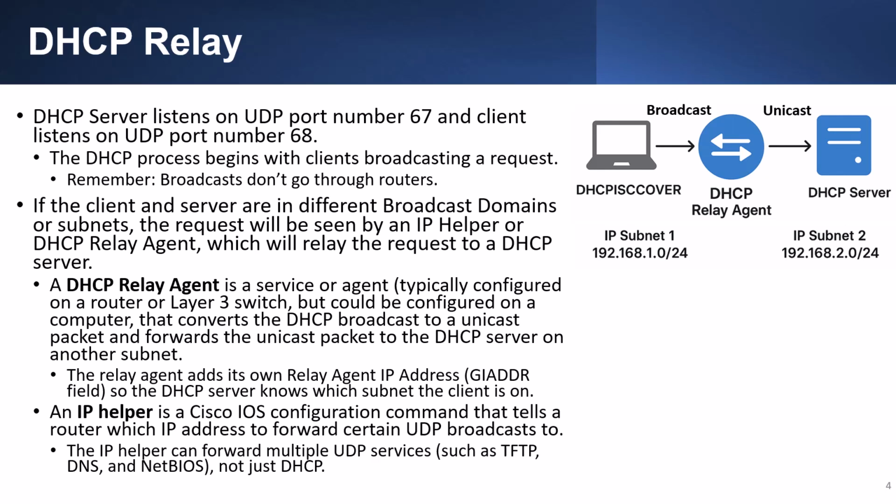The relay agent adds its own relay agent IP address so the DHCP server knows which subnet the client is on. An IP helper is a Cisco IOS configuration command that tells a router which IP address to forward certain UDP broadcasts to. The IP helper can forward multiple UDP services such as Trivial FTP, DNS, and NetBIOS, not just DHCP.